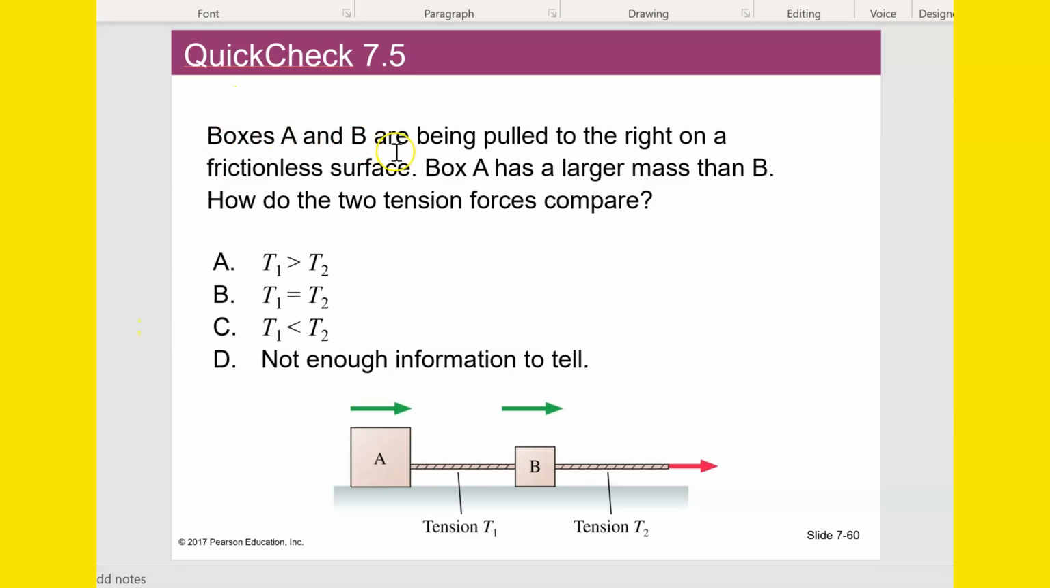Quick check 7.5. Boxes A and B are being pulled to the right on a frictionless surface. Box A has a larger mass than box B. How do the two tension forces compare? Pause it and think about it. Okay, I'm going to address this two ways. One a simple way and one a more complicated but maybe more thorough way.